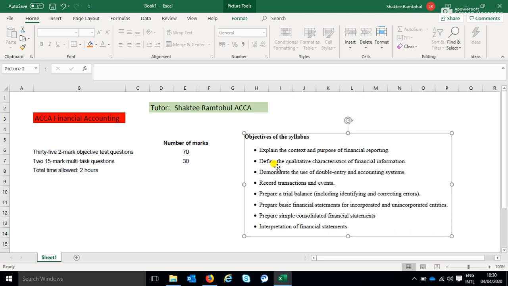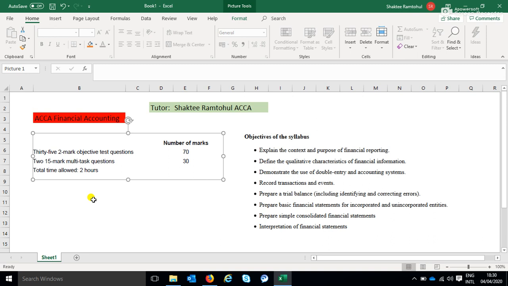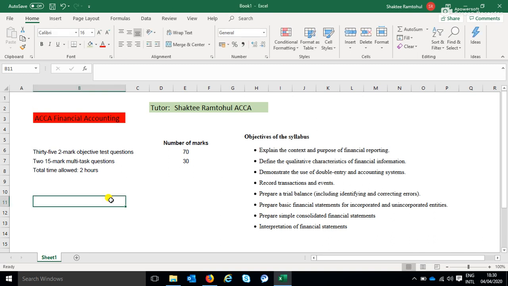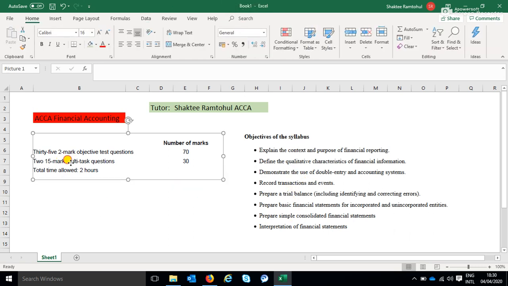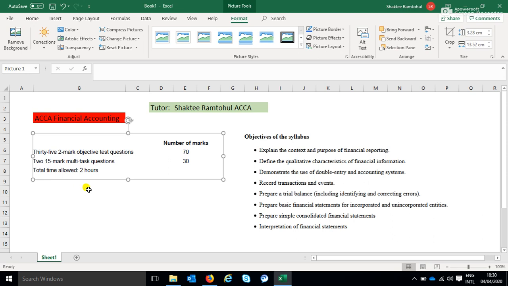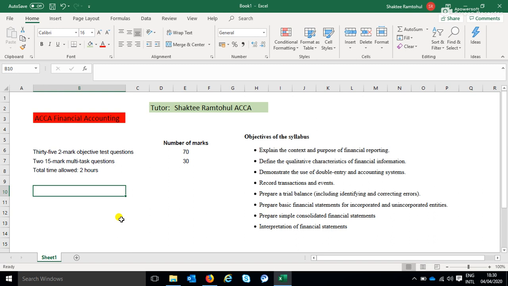Now, if you want to pass this paper, what is the requirement? You'll be tested by a 2-hour computer-based exam where it will be divided into 35 2-mark MCQs, multiple choice questions. So based on whatever you would have learned from the syllabus content. Also, two 15 multitask questions, so longer version questions, mainly preparation of financial statements, and that would form 30 marks of the total paper. To pass the paper, obviously you need 50 marks.